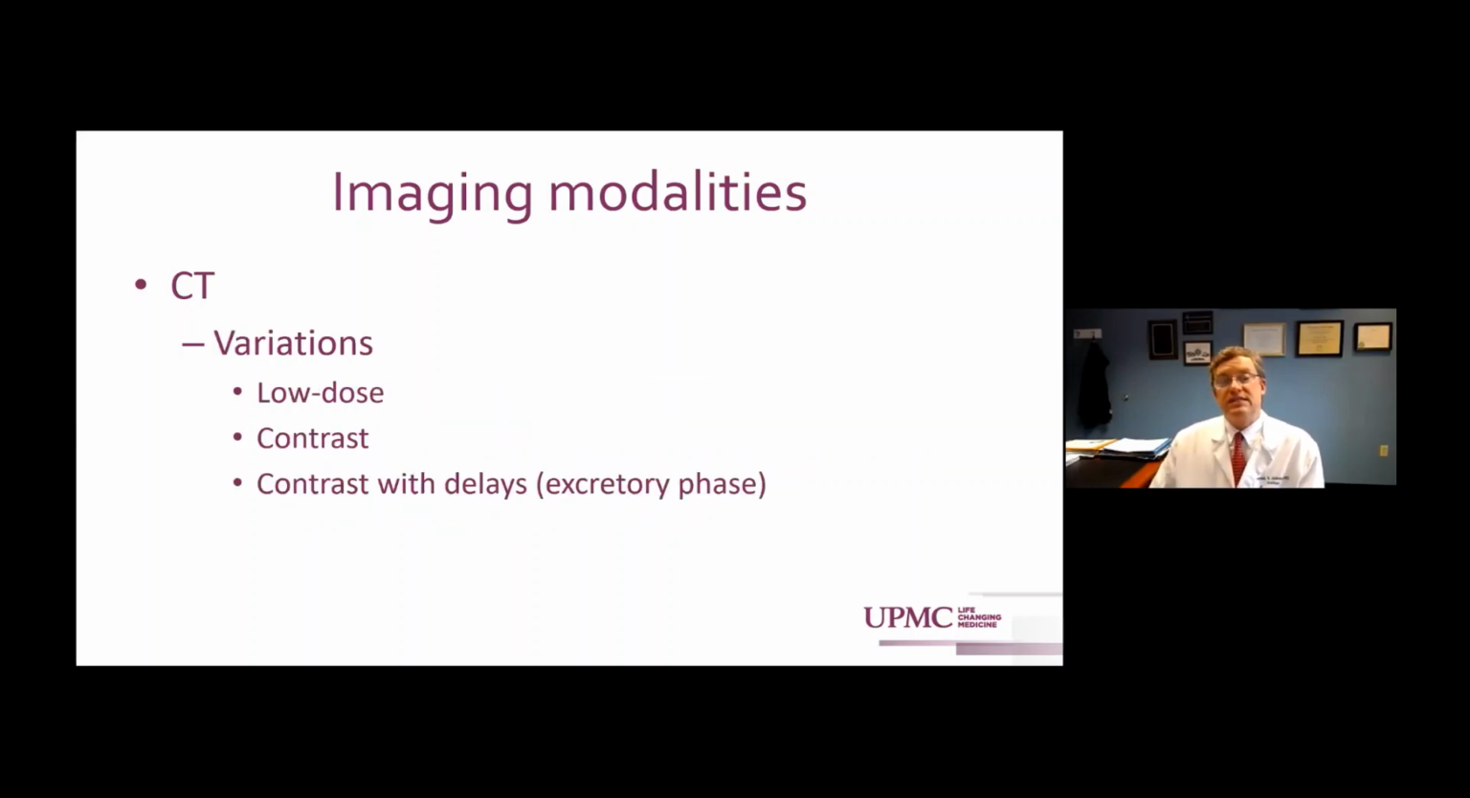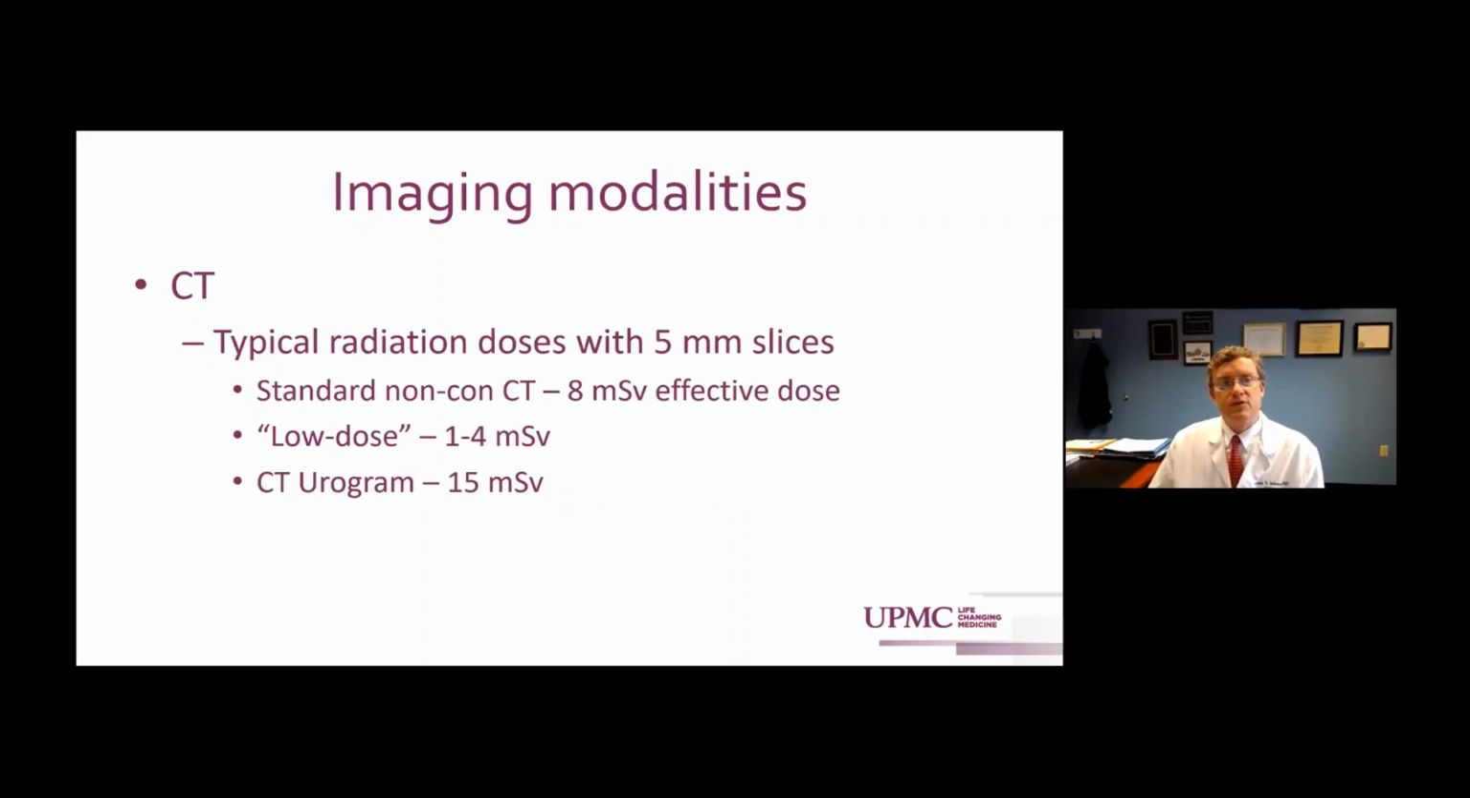There are variations in the CT scan as well. It's not just non-contrast and contrast. There are low-dose CT scans in an effort to decrease the risk of radiation exposure, which I'll talk about a little bit more in a second. And certainly, again, there's contrast scans, different phases, and excretory phase, all with their different uses. With respect to radiation dose, as I said, we do try to minimize that as best as we can. The typical radiation dose with the standard non-con CT, the usual 5mm slices we see, is about 8 millisieverts of an effective dose. That'll go up significantly if you get thinner and thinner slices.